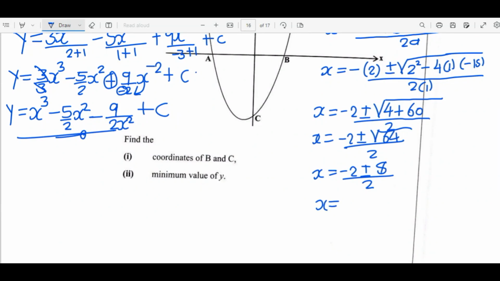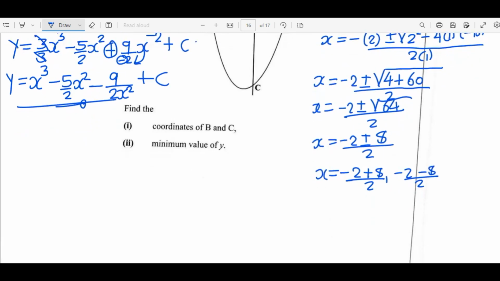Okay, so now x is equal to negative 2 plus or minus 8 over 2. We need to split into 2 equations. Negative 2 plus 8 over 2, or negative 2 minus 8 over 2. So x is equal to negative 2 plus 8 is positive 6 over 2, which is x is equal to 3. Then for this one it will be negative 10 over 2, which is negative 5. So we have the first one, and this should be positive.